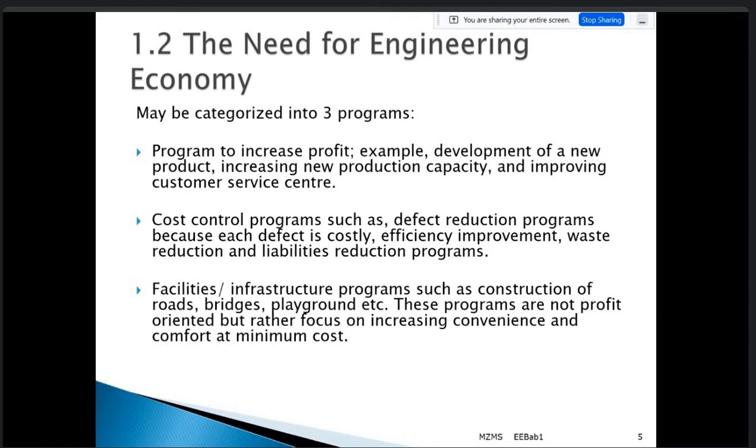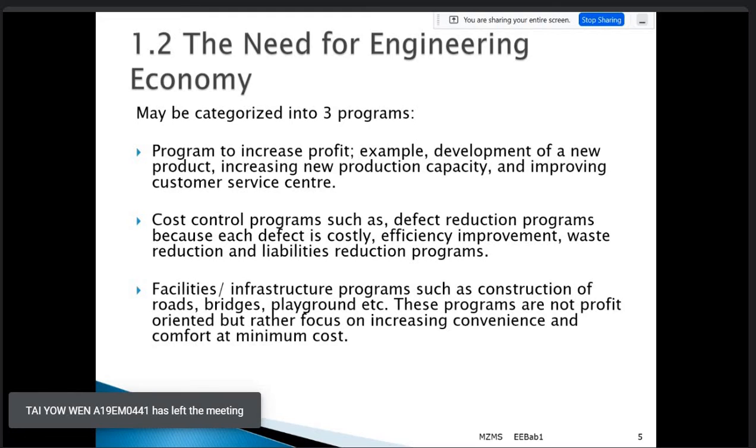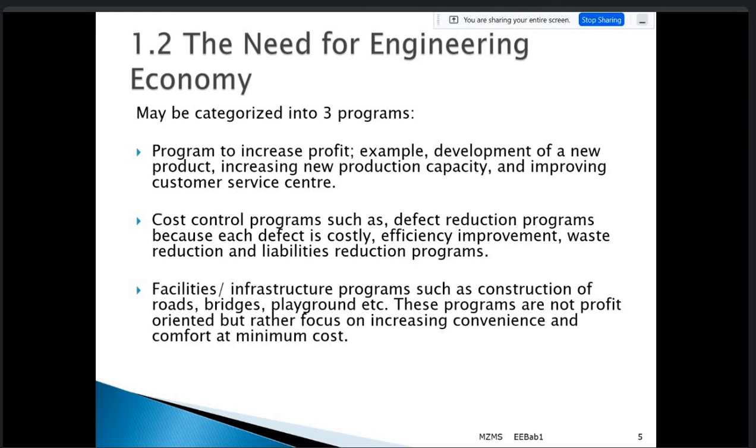Okay, so during the pandemic they stopped facilities and infrastructure programs. But now is the recovering stage from the economy, so most of the companies right now are going to improve their facilities and infrastructure programs. Because if the customers or clients do not feel convenient or comfortable, they are not going to use the infrastructure. Meaning during the pandemic, almost everything stopped. So now is the recovering stage, so we are going to live as normal and try to make it more comfortable for the clients.